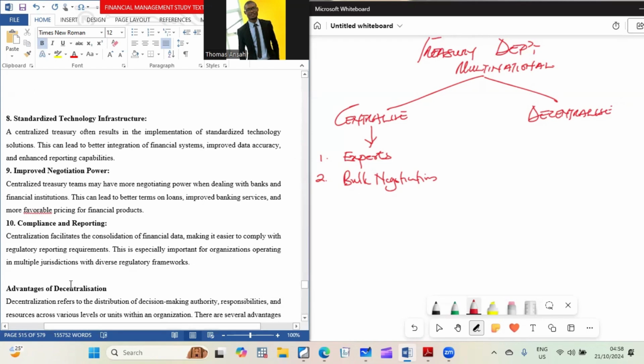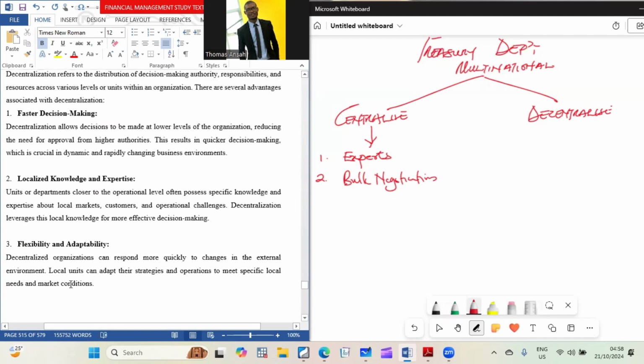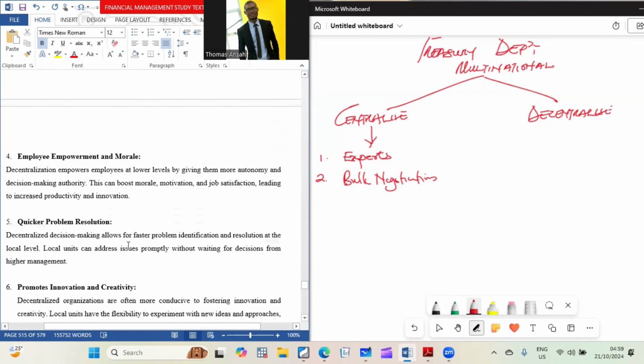But the thing about decentralization is that there is no bureaucracy. Everything is moved. Decentralized units are also closer to their market, so they have that kind of knowledge and expertise related to their market. Local is very adaptable. I mean, changes can be made quickly. It's flexible, all right, and also employees are empowered because they are doing something. I mean, the morale that comes with job satisfaction, you achieve something.